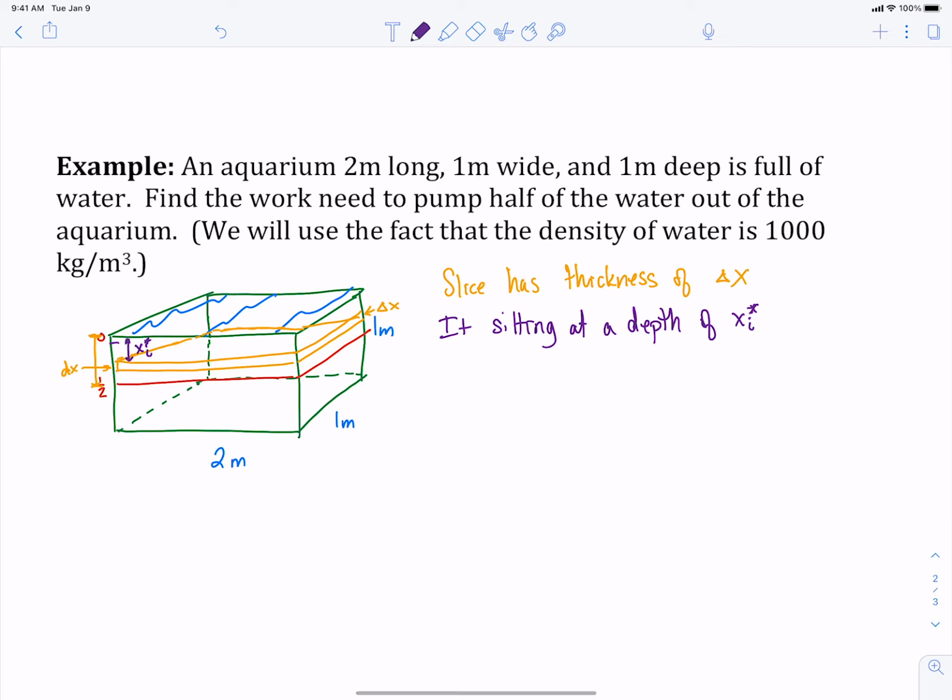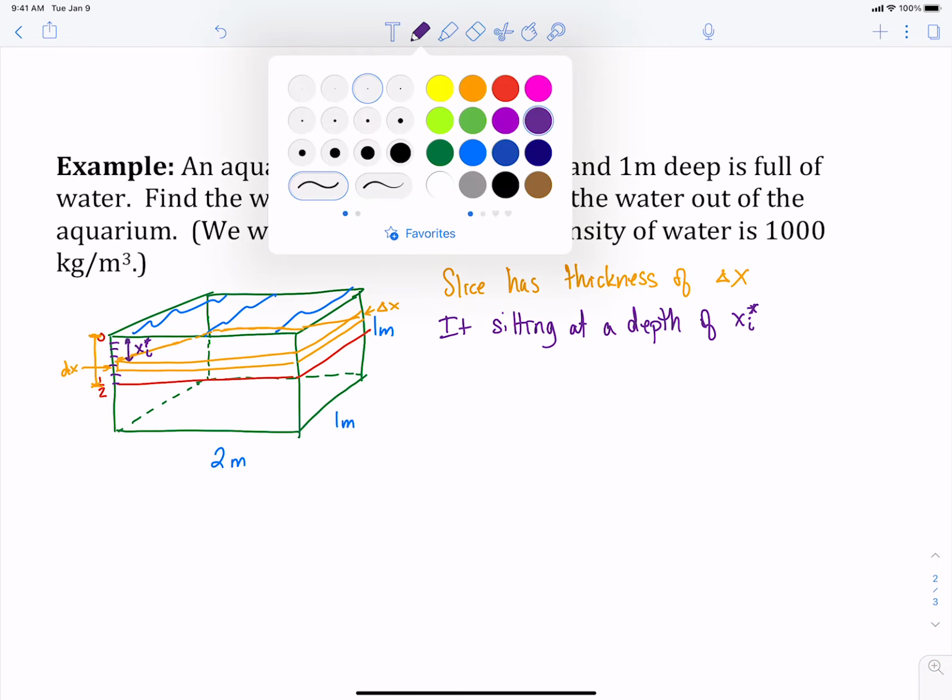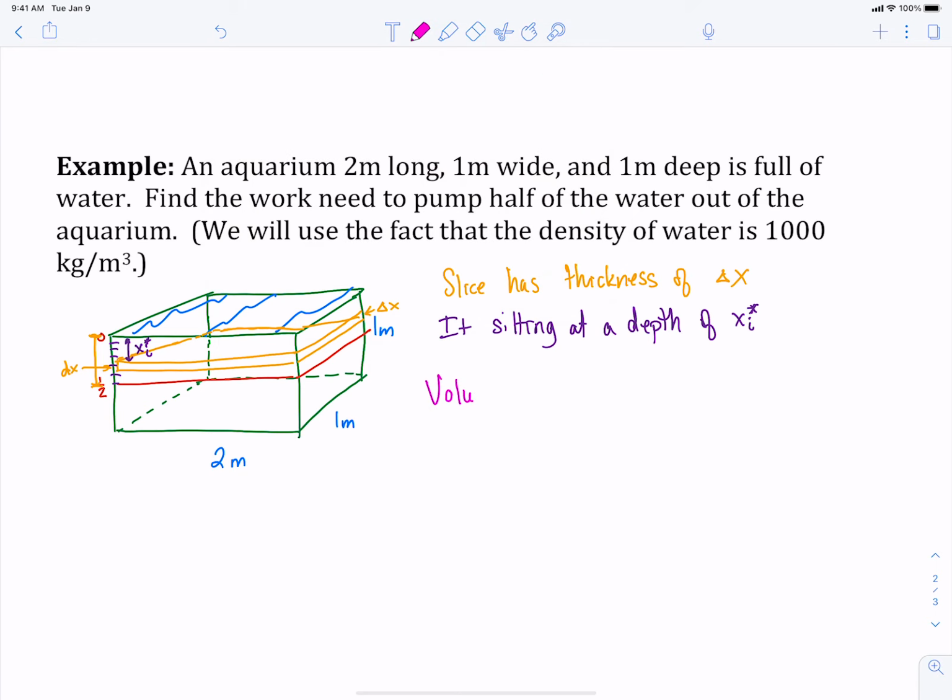So again, because we're chopping up this interval here. And again, our depth is going from 0 to 1/2. We mentioned that before. So the volume of a slice is going to be 2 times 1 times delta x. So again, it's like we've got the base, right? So 2 times 1, and then our height there is delta x.